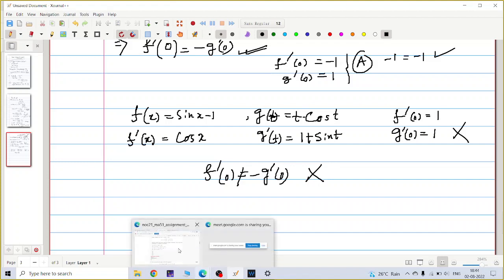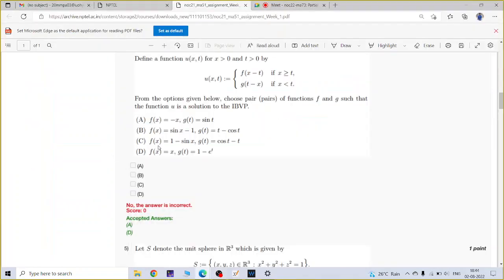Let me show you again. You tell me just quickly, what is F dash 0 here, for option C? F dash x will be minus cos x. Then F dash 0 will be minus 1 and G dash 0 will be minus 1. Excellent. So F dash 0 is not equal to minus G dash 0 again for option C.